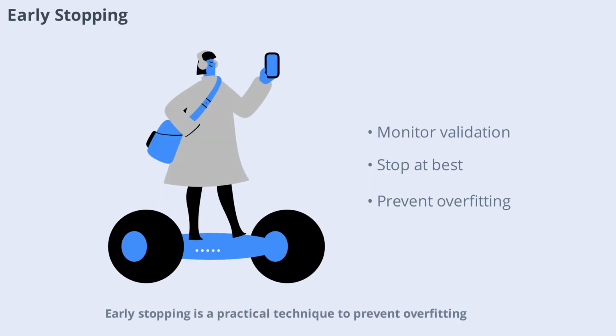Early stopping is a practical technique to prevent overfitting. By monitoring the performance on a validation set, we can stop training when the model starts to perform worse, even if the loss on the training set continues to decrease. This ensures the model doesn't memorize the training data at the expense of generalization.